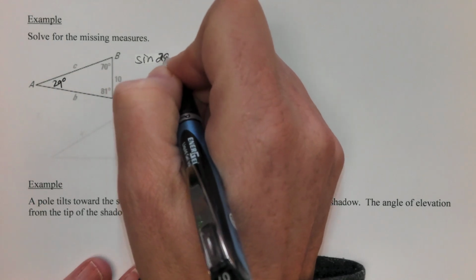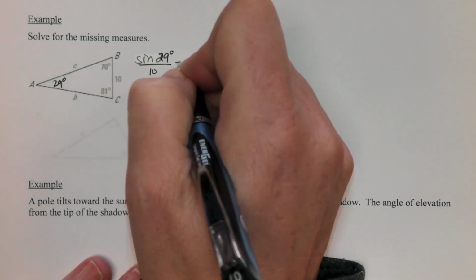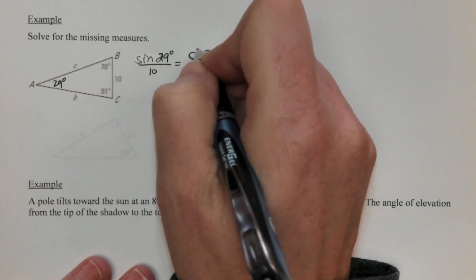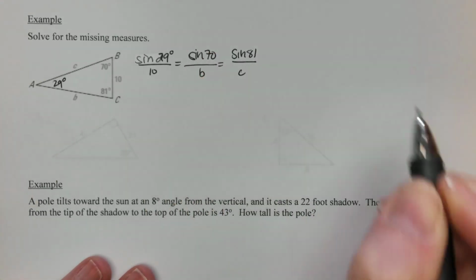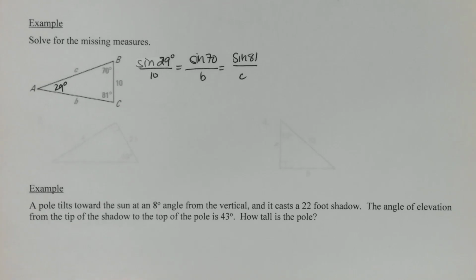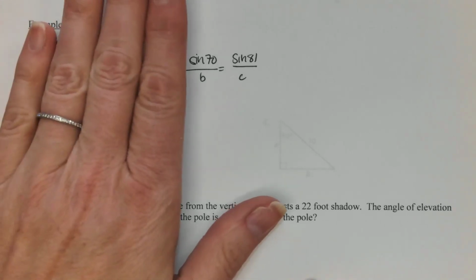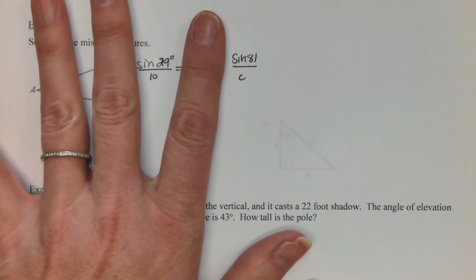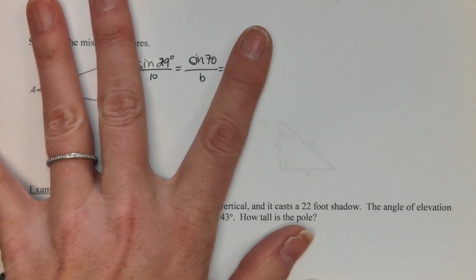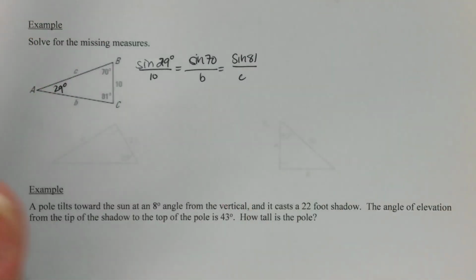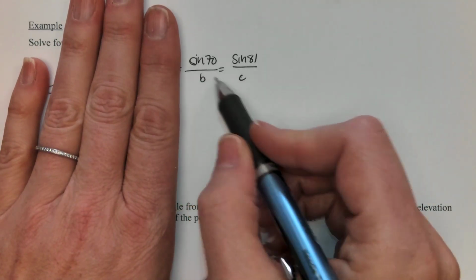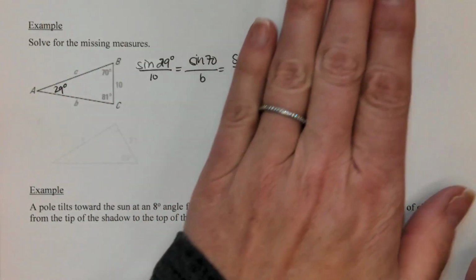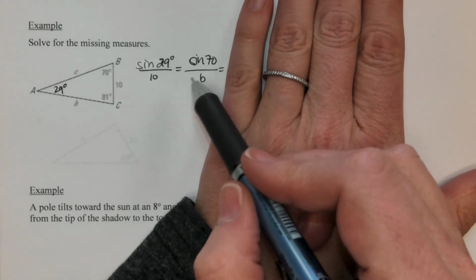So we'll do sine of 29 over 10, and we'll do sine of 70 over b, and sine of 81 over c. And then when you are cross multiplying and dividing, or when you're solving a proportion, you really only need two of these at a time. And you can pick which two that you use. It doesn't matter to me. This one is not solvable because you'll end up with two variables when you cross multiply. So I'm just going to cross off this last one and do this part first.